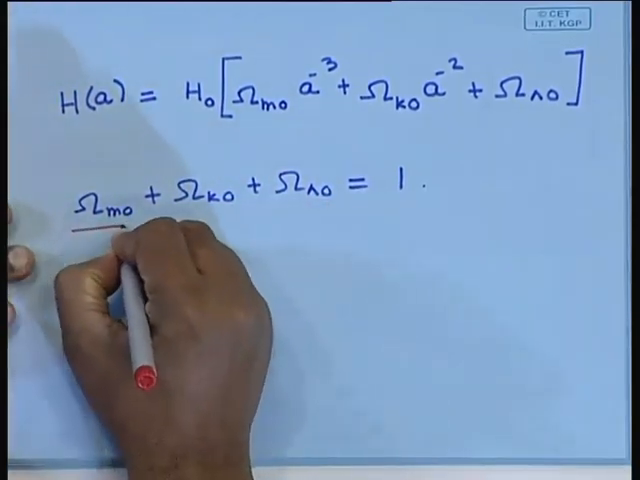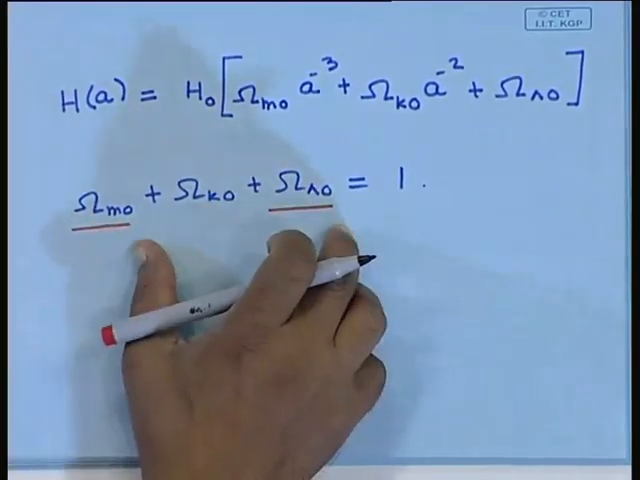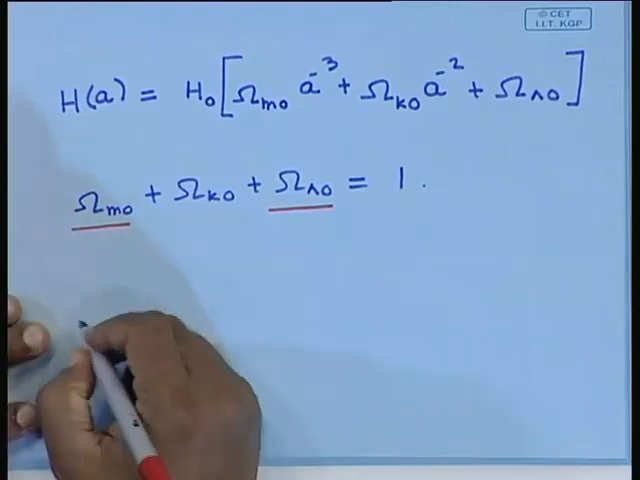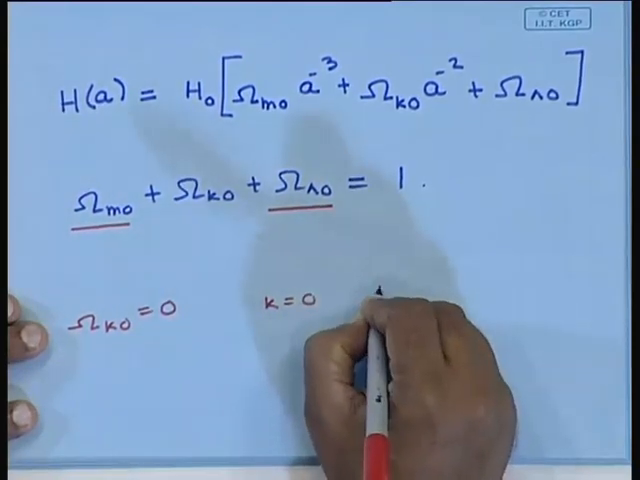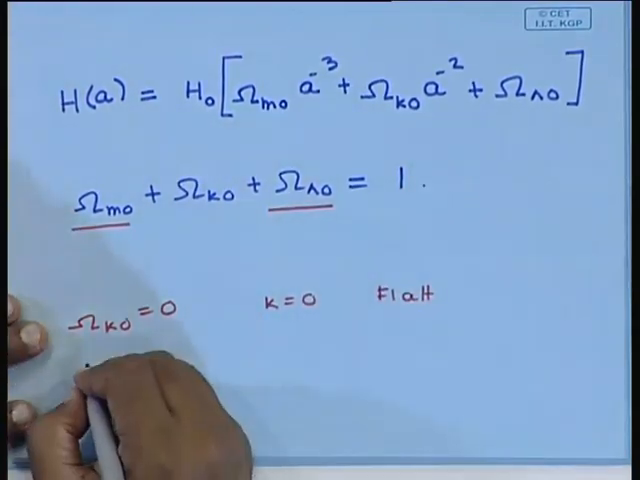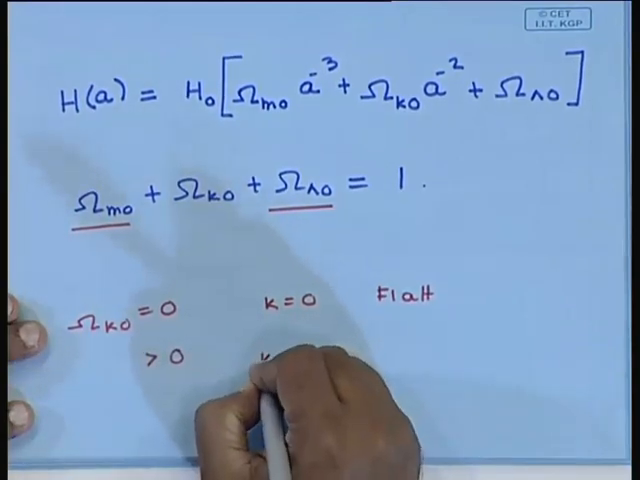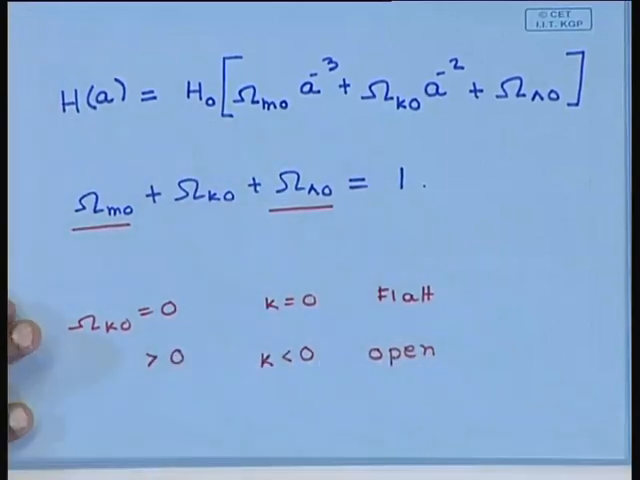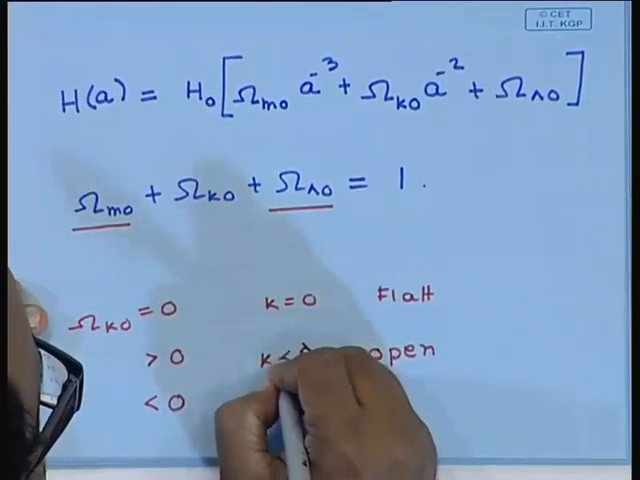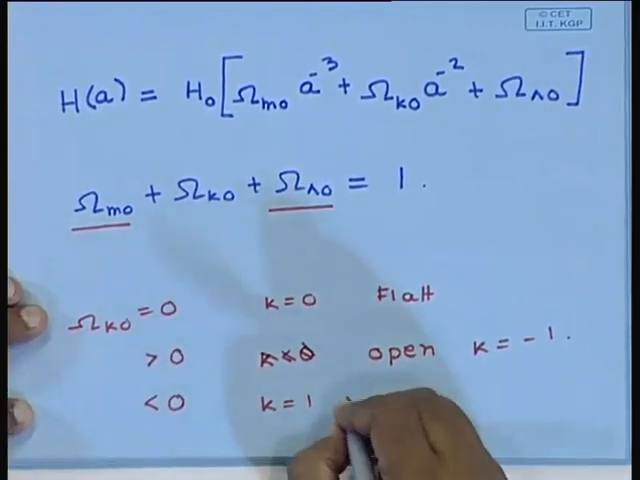So, we shall treat these 2 as the independent parameters. The omega curvature is determined by these 2 values. And bear in mind that if omega curvature is 0, it is a flat model, k equal to 0. If this is greater than 0, it implies that the constant k that appears in the FRW metric is less than 0. This is the open model, negative curvature, k equal to minus 1. And if omega curvature is less than 0, k equal to plus 1. This is the closed model.